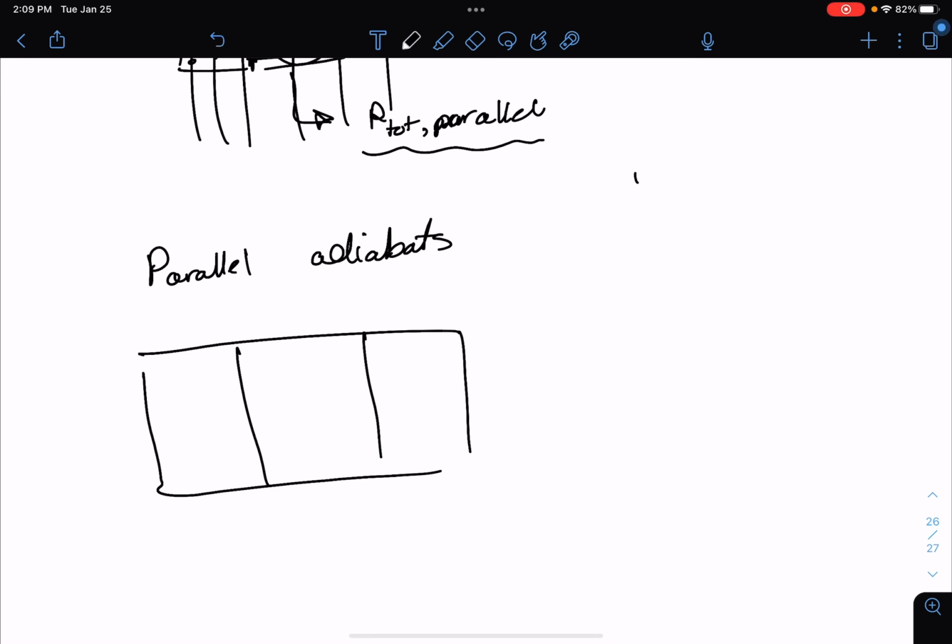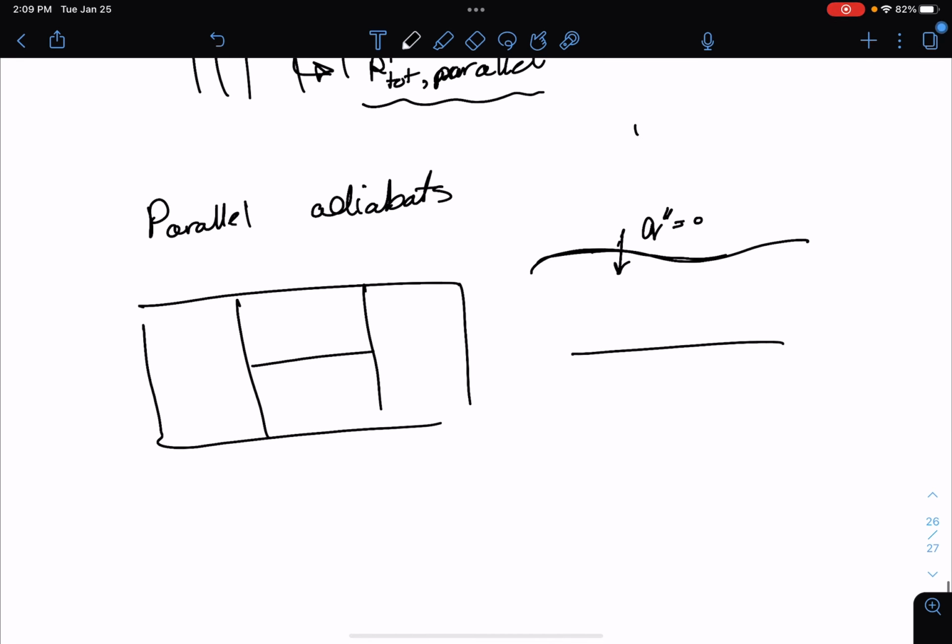What is an adiabat? An adiabat is a line across which there is no heat transfer. So we have heat moving tangent to it, but no heat can cross it. This is called an adiabat, right? Like an insulation is an adiabat. There won't be any heat transfer normal to this wall, right?